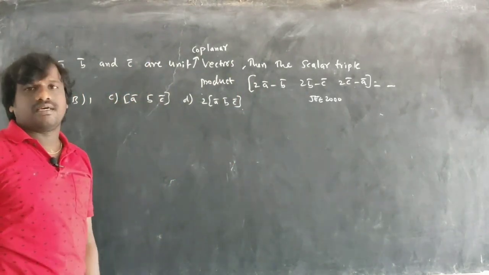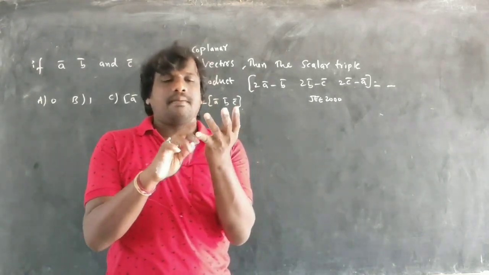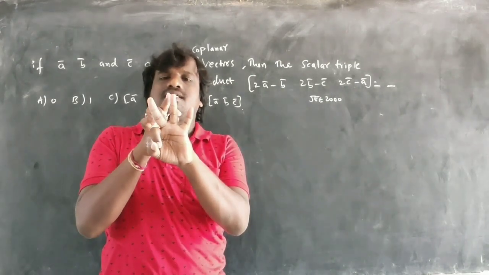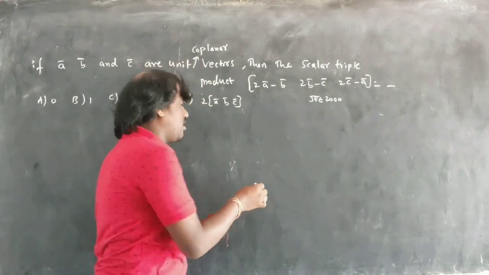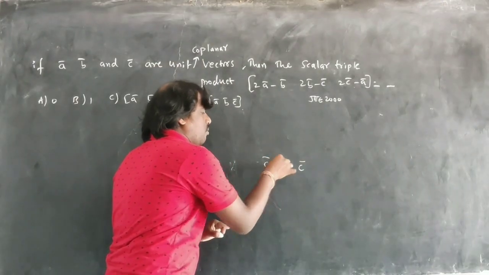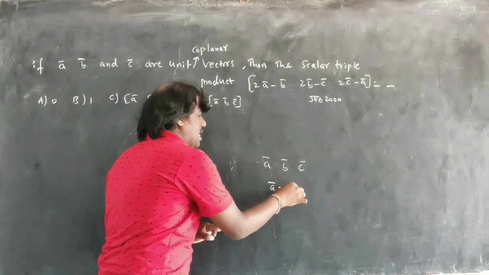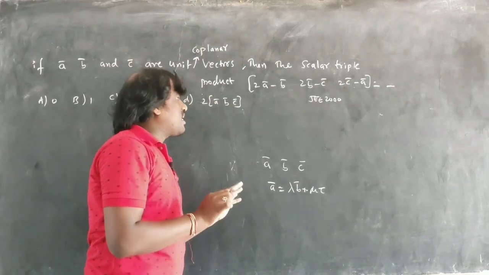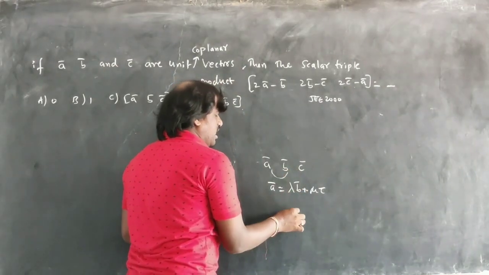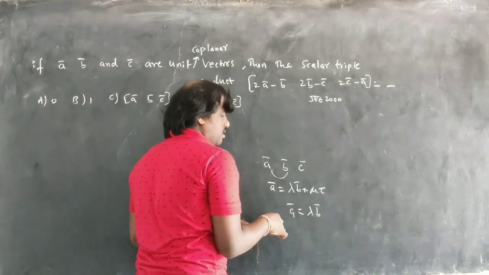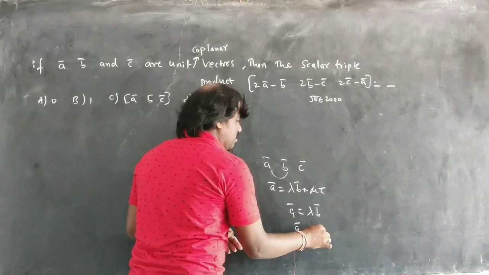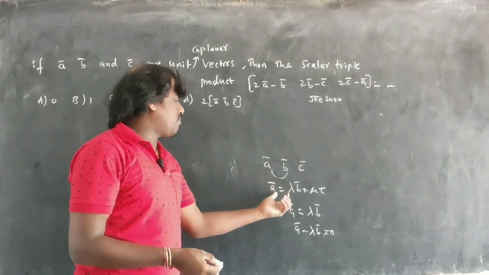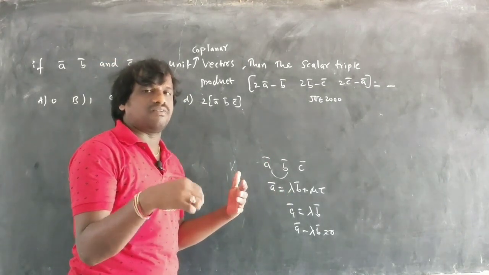Whenever they say coplanar, it means that when A, B, C are coplanar, the 3 vectors are coplanar. So that means one vector can be expressed in terms of the other vectors. Like I told you already, if A, B, C are coplanar, then A vector can be written as some lambda times B vector plus some mu times C vector. Like this we can write, one vector can be expressed. So A vector minus lambda times B vector is equal to 0, whatever it may be. You can express it if it is a coplanar vector.